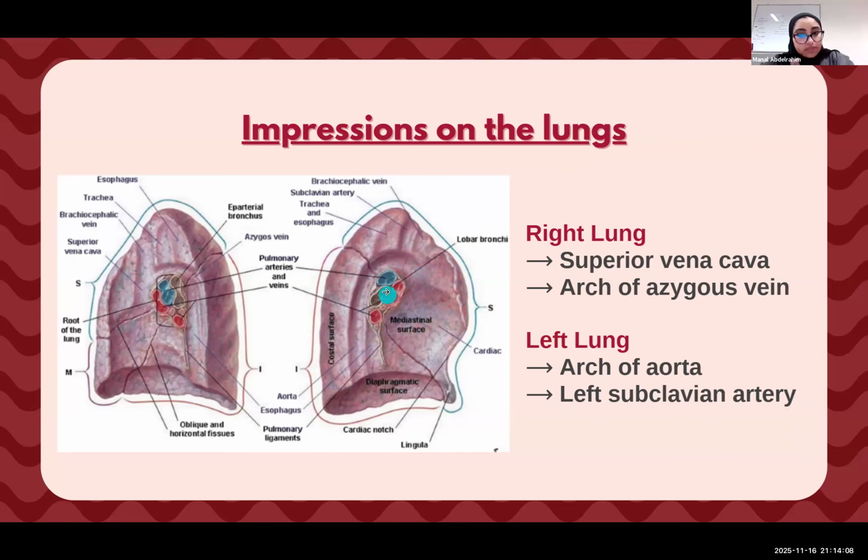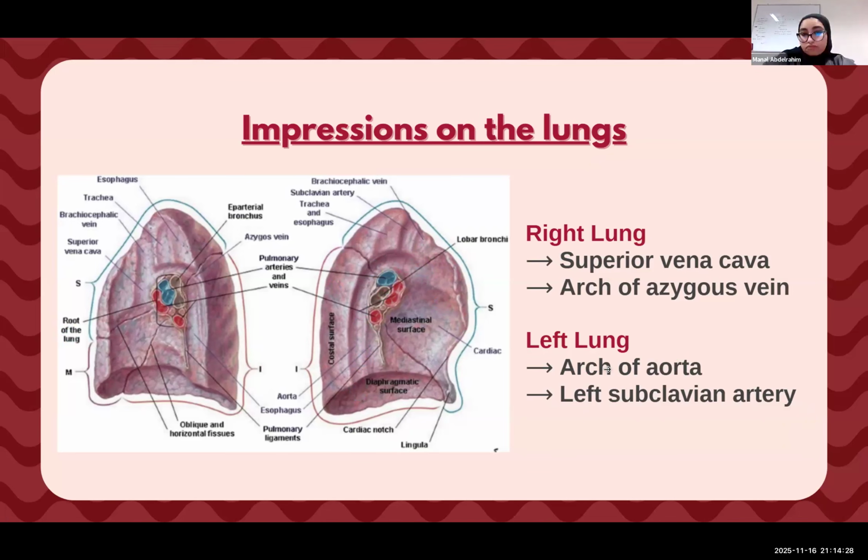On the left lung, according to your lab manuals, we see the arch of the aorta and the left subclavian artery. The one that you can actually see is the arch of the aorta. On the right lung, we can see the superior vena cava and the arch of the azygos. They're not likely to ask you to find the superior vena cava impression or arch of azygos impression.